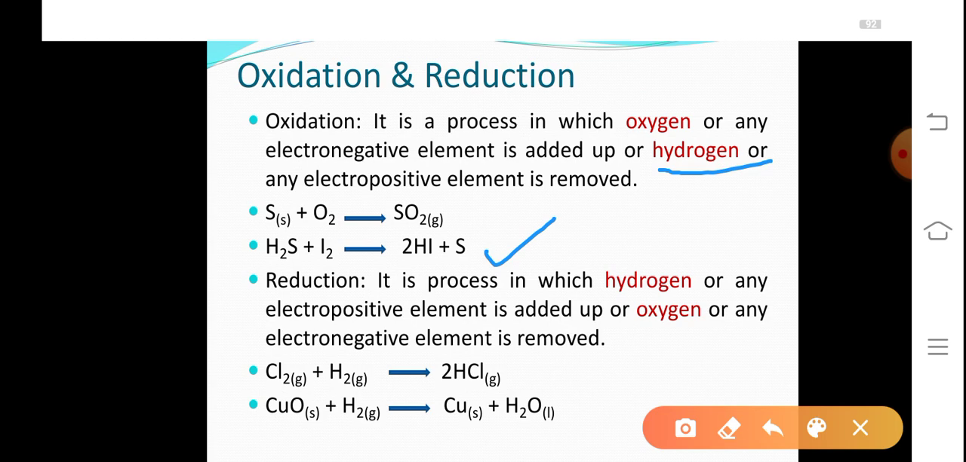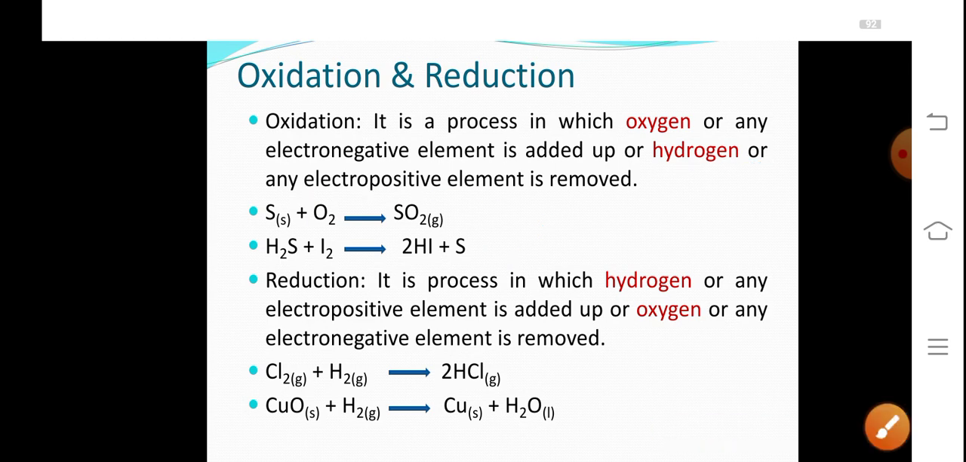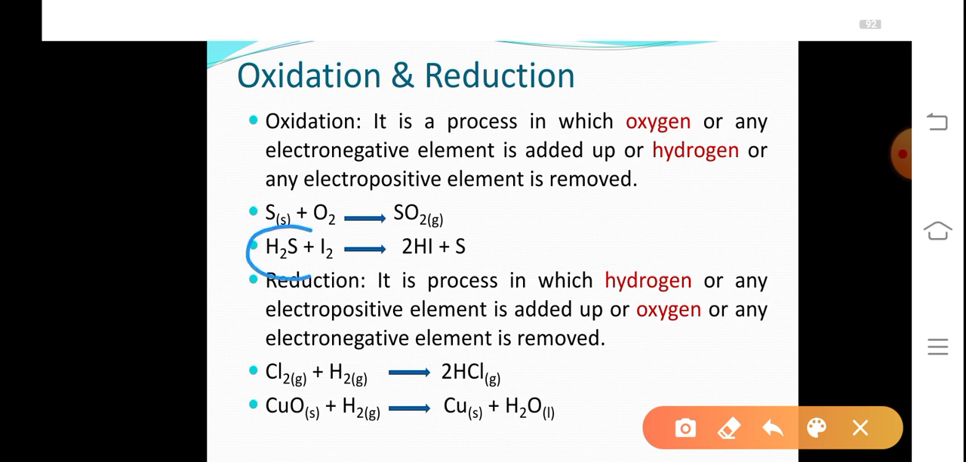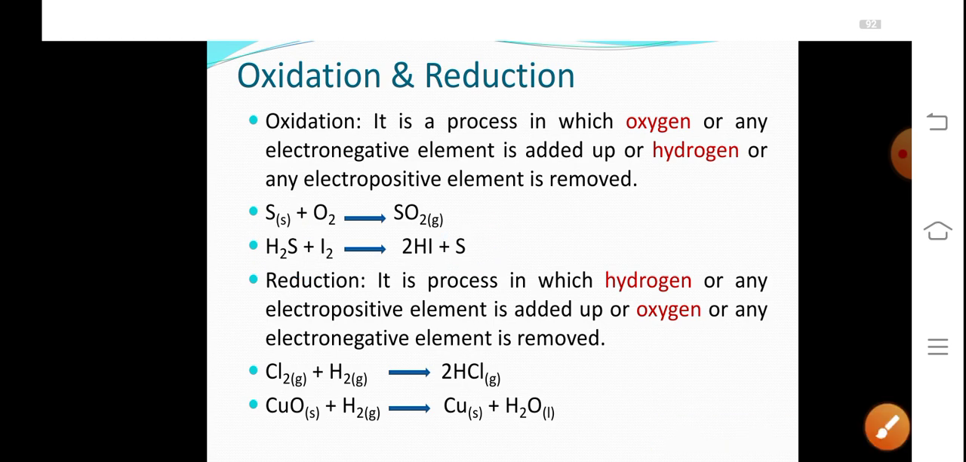That is, what is oxidation? It is a process in which hydrogen or any electropositive element is removed. So in the second equation, from sulfur, hydrogen is being removed. So we can say that sulfur is oxidized. So to sum up, oxidation is a process in which oxygen is added or hydrogen is removed.